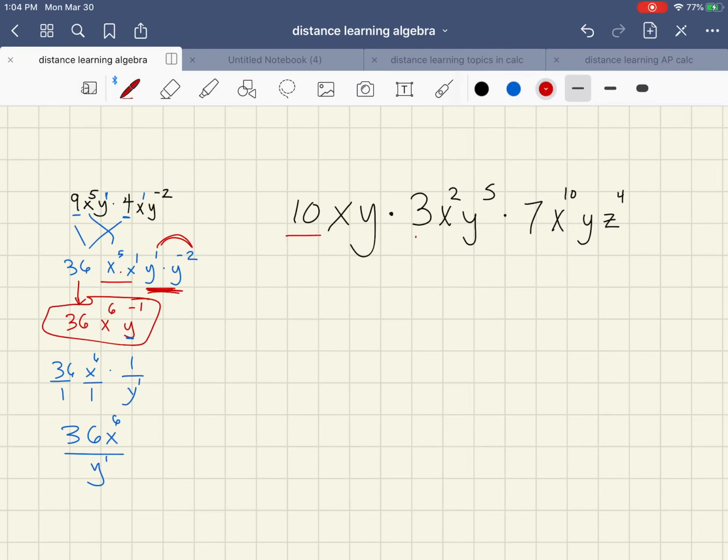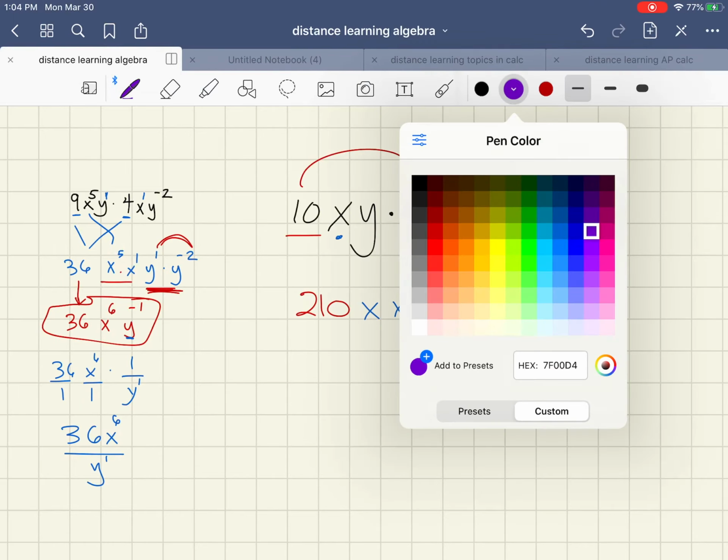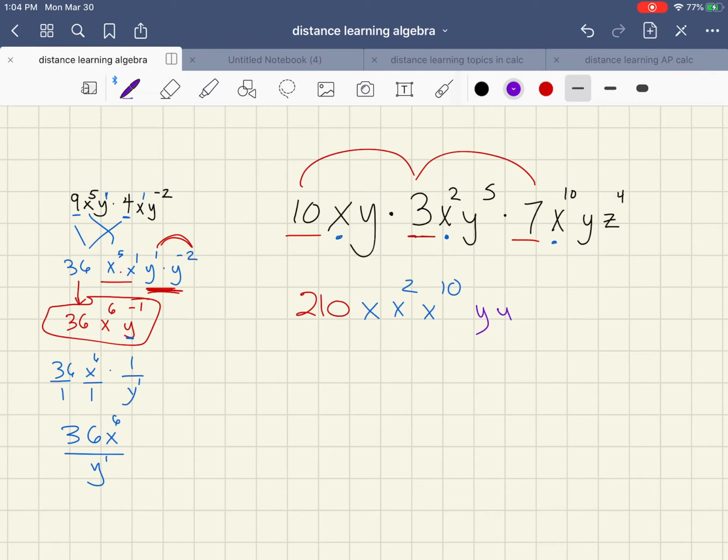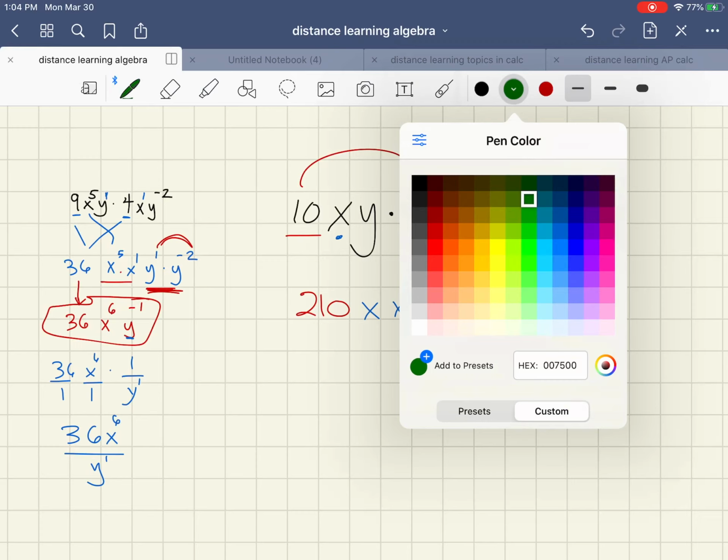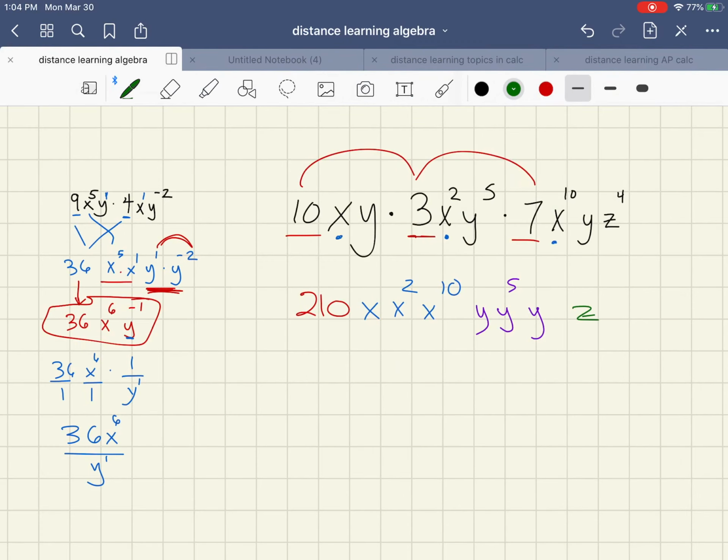Here we have 10, 3, and 7. Those are my coefficients. So if I did 10 times 3 times 7, that's 210. I've got x, x squared, and x to the 10th. And then we've got y, y to the 5th, and then y again. And then we have this random z to the 4th here.